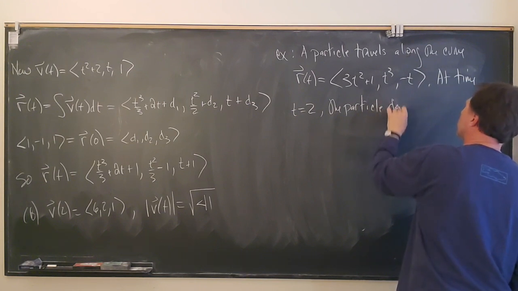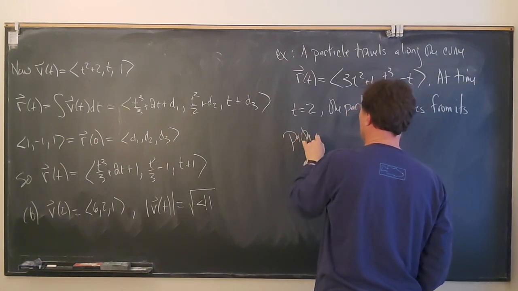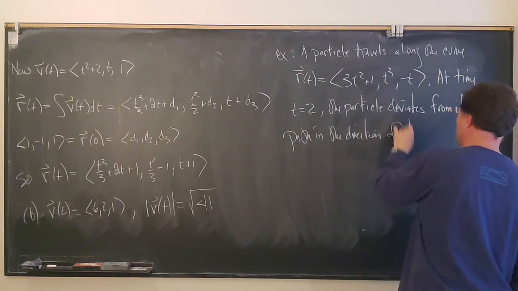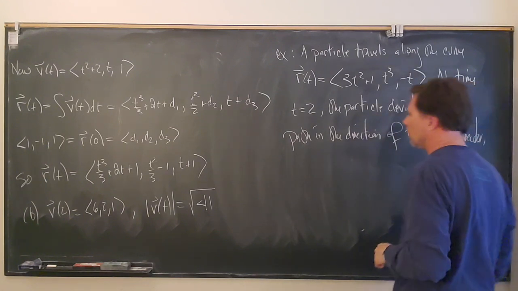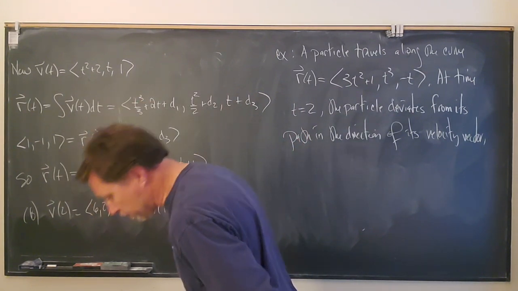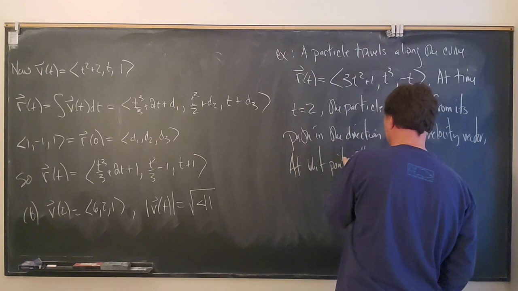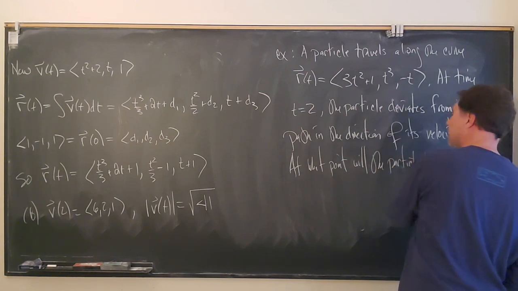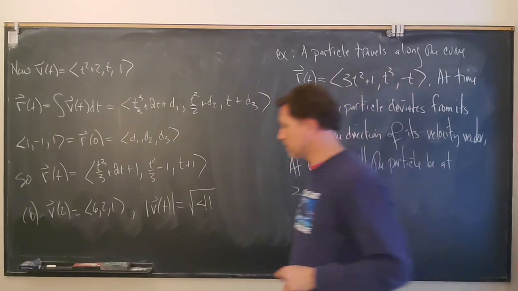deviates from its path in the direction of its tangent line. Or I guess I should say in the direction of its velocity vector is probably better. At what point will the particle be 3 seconds later? So 3 seconds after it deviates from its original path.